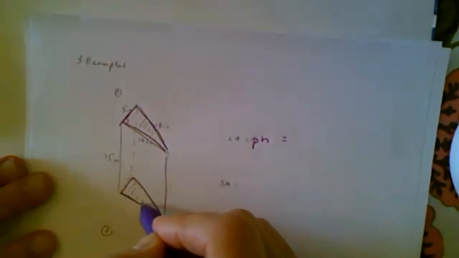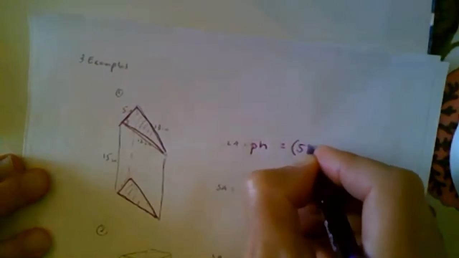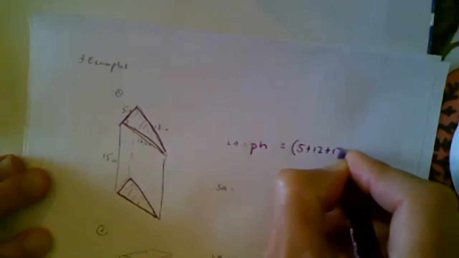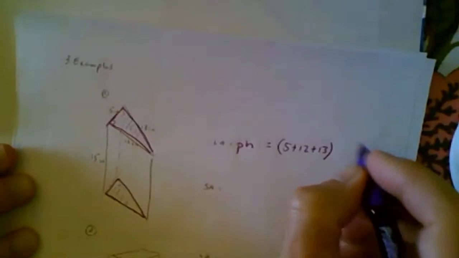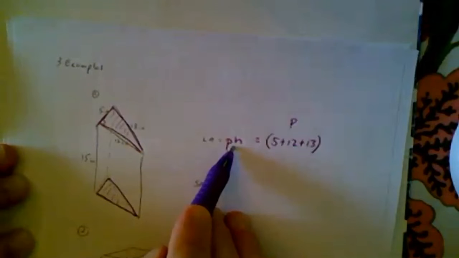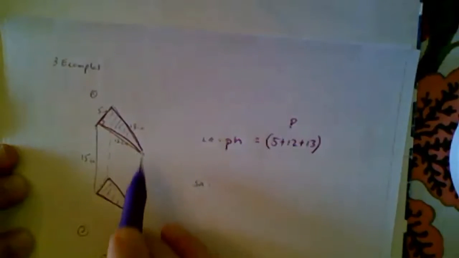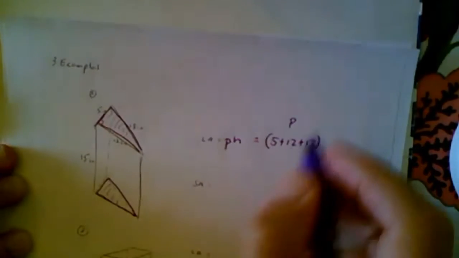So if I want to find the perimeter of the base, I have to add up the sides. So the perimeter of the base here is going to be 5 plus 12 plus 13. And that's the perimeter of the base. So I just added up the sides of the base. So now the height is going to be the distance between these bases, and that's this distance here, which is given to us over here at 15.